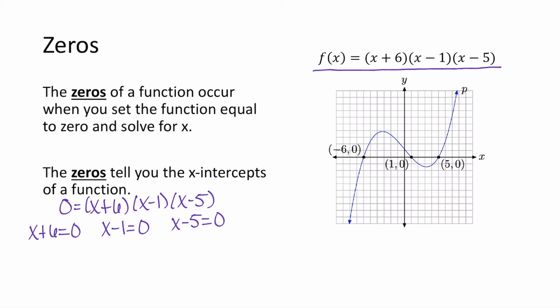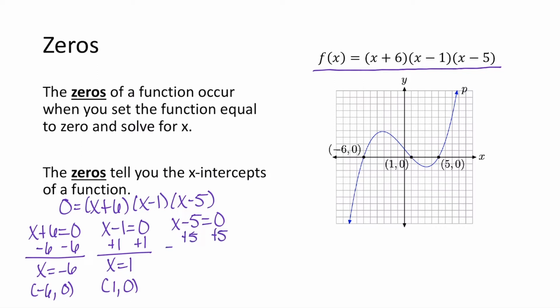So we can solve this first equation by subtracting 6 from both sides, which gives us x equals negative 6. So we have an x-intercept at negative 6, 0. The second equation we can solve by adding 1 to both sides, which gives us x equals 1. So we have another intercept at 1, 0. Then finally, we can solve this equation by adding 5 to both sides. That gives us x equals 5, which means we have the third intercept at 5, 0. You can see that in the graph, it does in fact have x-intercepts at negative 6, 0, 1, 0, and 5, 0.